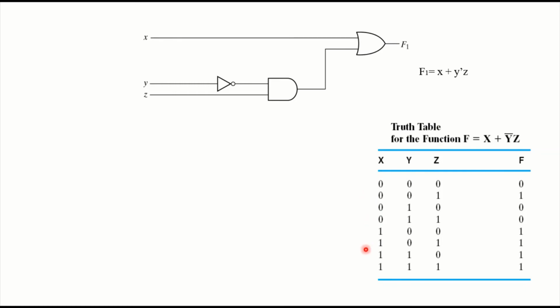These 8 possible combinations are equivalent to the 0 to 7 decimal numbers. This particular 0 0 0 is equivalent to the 0 decimal number. The second one is equivalent to the 1 decimal number. This is equal to the 2 decimal number. This is equal to the 3 decimal number, and so on. This is equivalent to the 7 decimal number. So those are the binary numbers equivalent to the 0 to 7 decimal numbers.